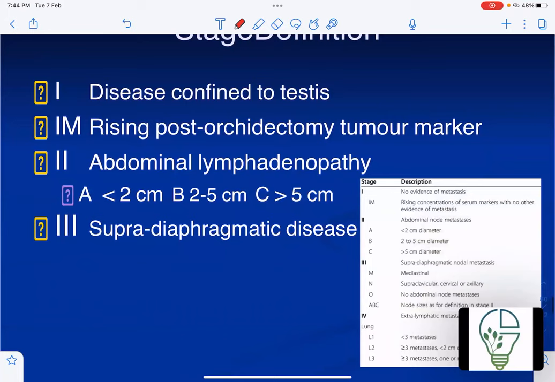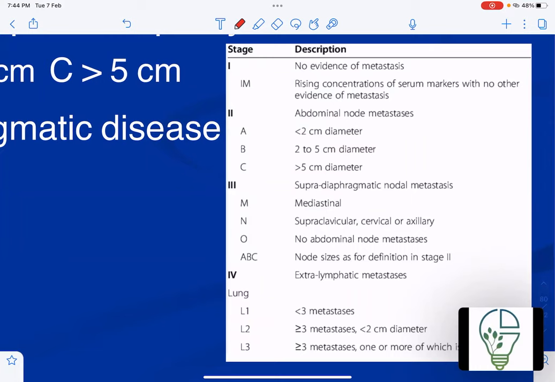Stage definition, it's a very concise way. The more proper staging is more detailed. I think personally, it is highly unlikely that they ask you of testicular staging because it is quite complicated. But just to go through it, stage one, there's no evidence of metastasis. When we have 1M, there's rising concentration of serum markers, but there's still no evidence of metastasis, meaning we have increase in beta-HCG, alpha-fetoprotein, etc. But we do not have evidence of mets.